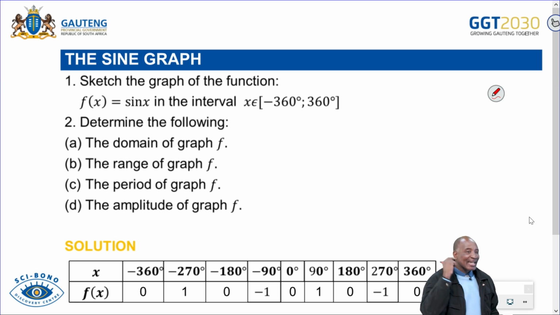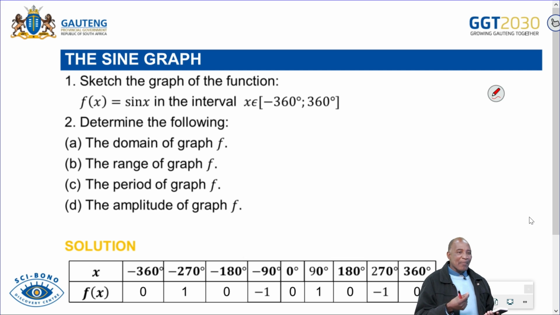When x is negative 360 degrees, what is the corresponding value for y? This is where you take your calculator. You press the sine key, then open brackets, you must always open brackets, press negative 360, close your brackets and press equals. In this case, I'm getting 0. You do the same for negative 270 degrees, it will give you a 1, up until you get to 360 degrees.